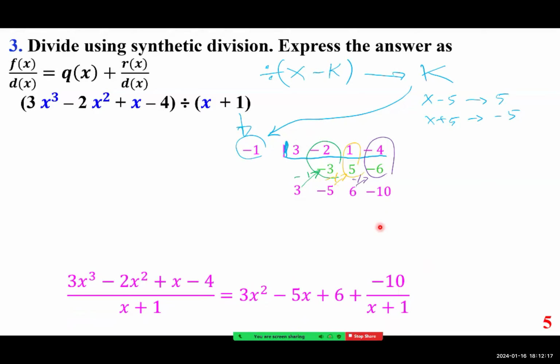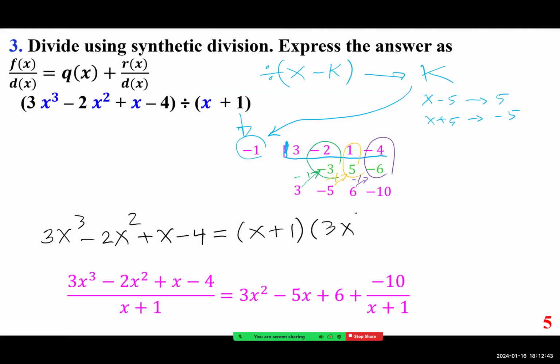One way to write it is plus the remainder divided by x plus 1. The other method you could write, it depends on how they want it, is the following. 3x cubed minus 2x squared plus x minus 4. The dividend is the divisor, x plus 1, times the quotient 3x squared minus 5x plus 6, and we add the remainder. This is the remainder, including the sign. So this is synthetic division.